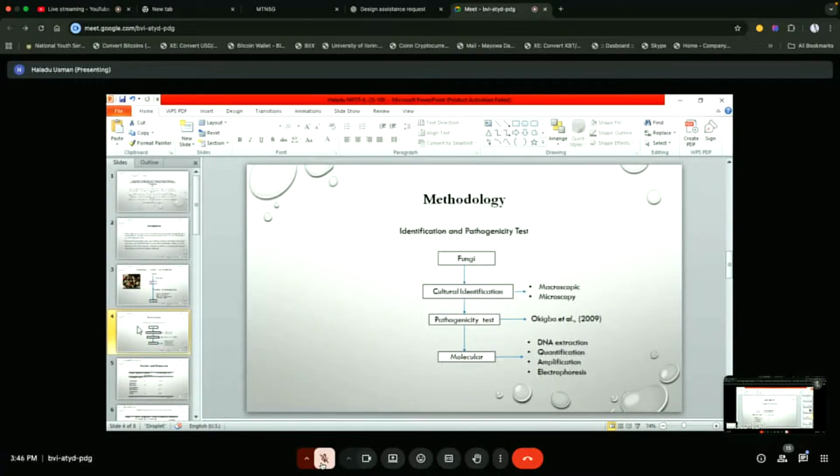For the pathogenicity test, healthy onion bulbs were surface sterilized and inoculated with fungal spore suspension. The bulbs were incubated under controlled humidity and temperature for 14 days. Lesion diameter was measured at intervals, and the pathogen was re-isolated from the infected bulbs.